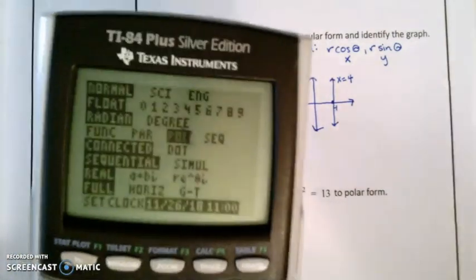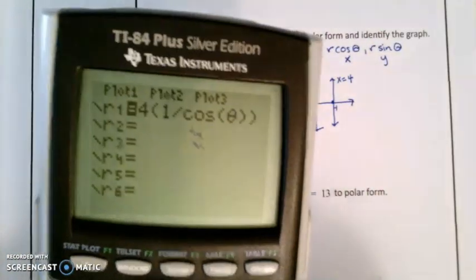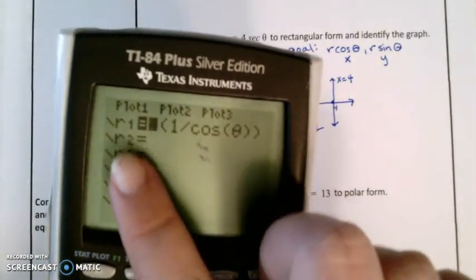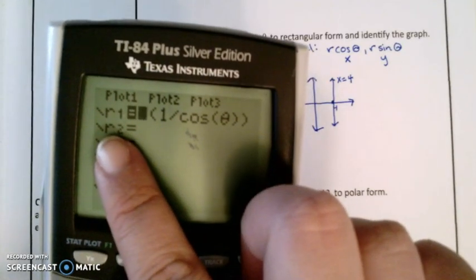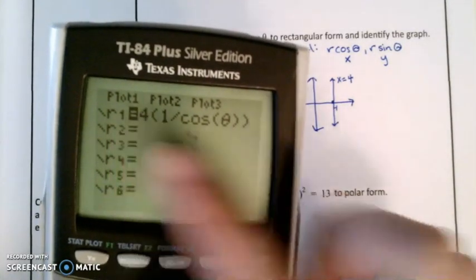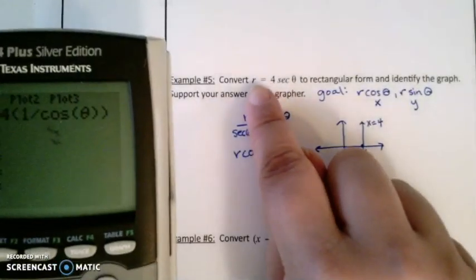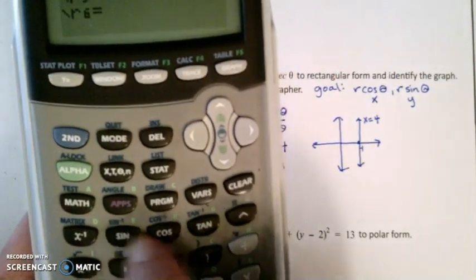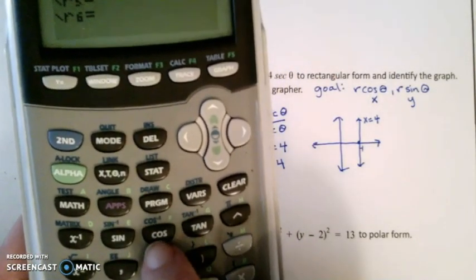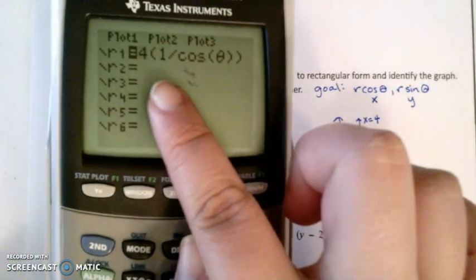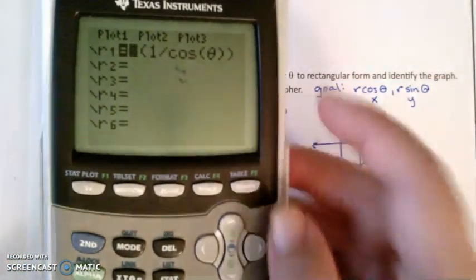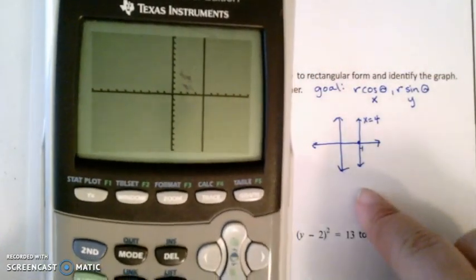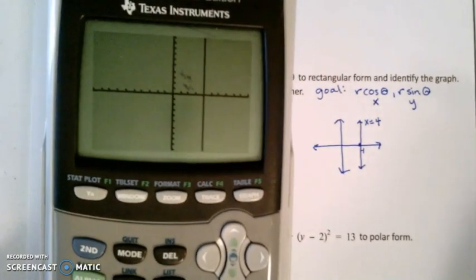So now to use that setting, we go into y equals, and now instead of having y equals y1, y2, y3, we have r. So we're writing our equations in terms of the radius in polar equations. So we want r equals 4 times secant of theta. Now there's no quick way to type in secant from these buttons, so we can type it as 1 over cosine. So we have 4 times 1 over cosine of theta. Okay, and then when you hit graph, you can see that it is indeed a vertical line, just as our polar coordinates told us.